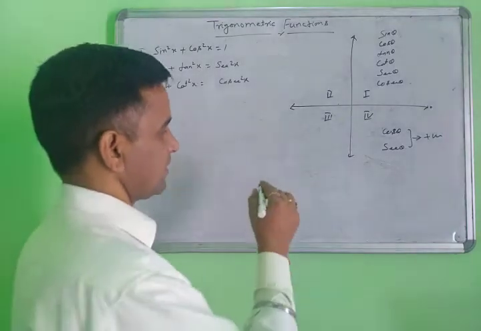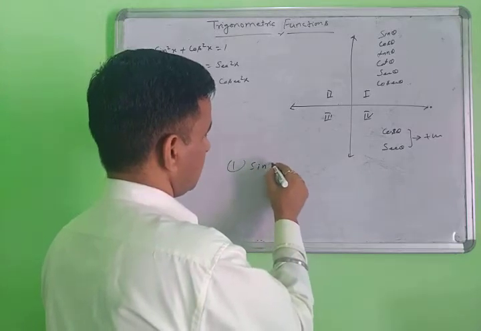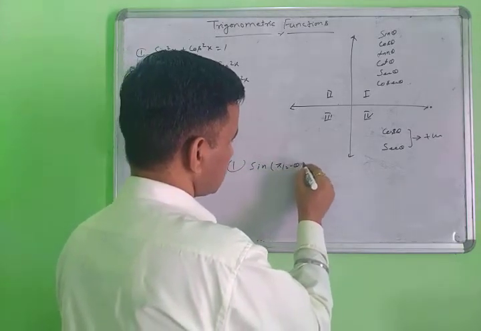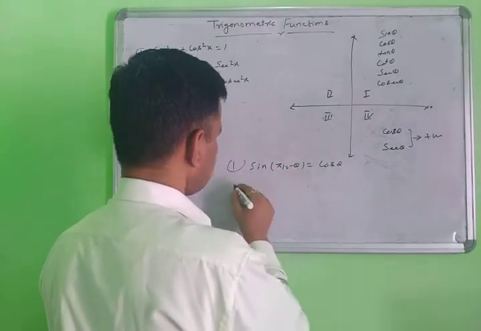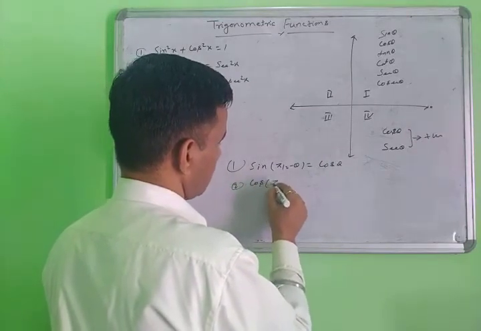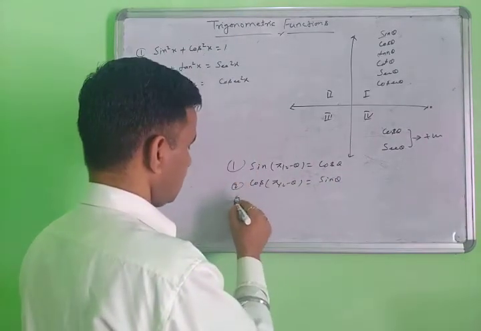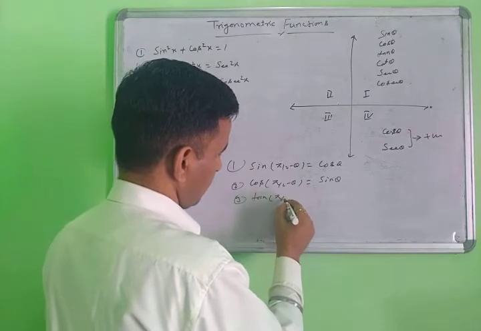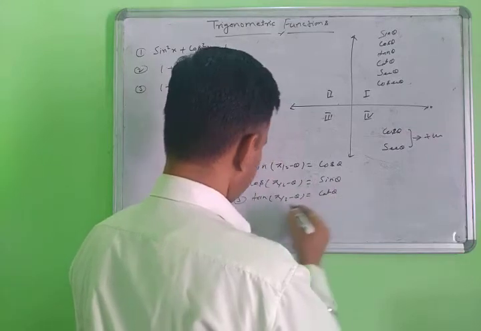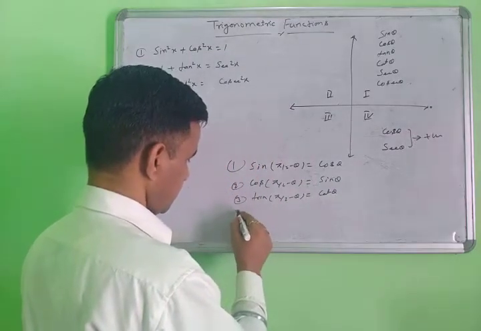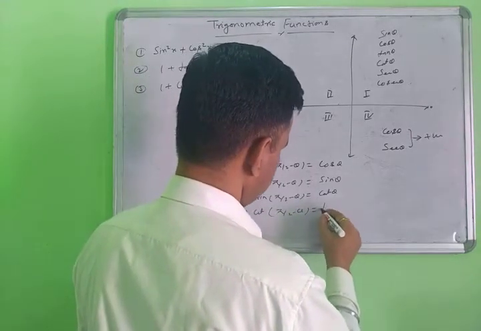Now look here in the first quadrant. What will sin of pi by 2 minus theta be? Here cos theta. Next, second, cos of pi by 2 minus theta is equal to sin theta. Next, third, tan of pi by 2 minus theta becomes cot theta. Next, fourth, cot of pi by 2 minus theta becomes tan theta.